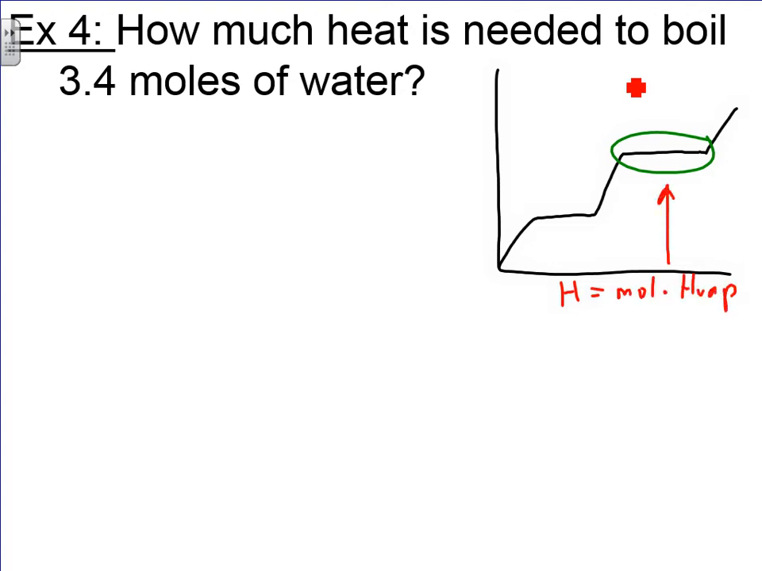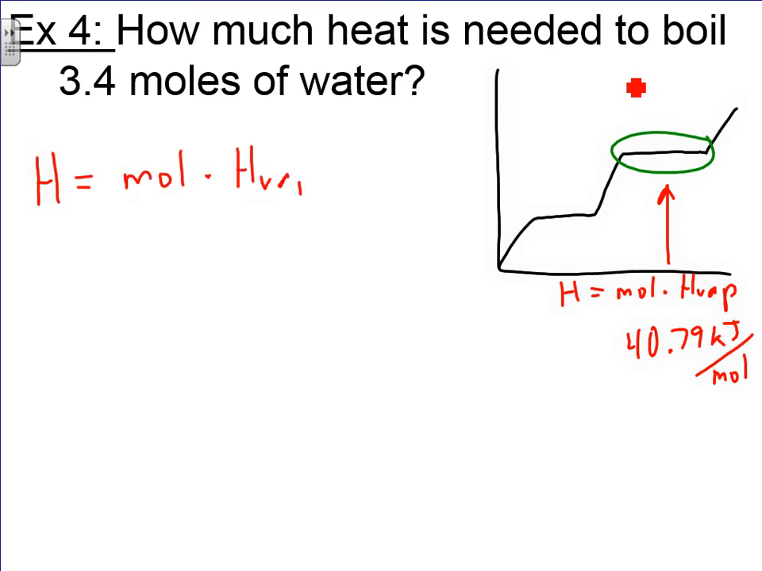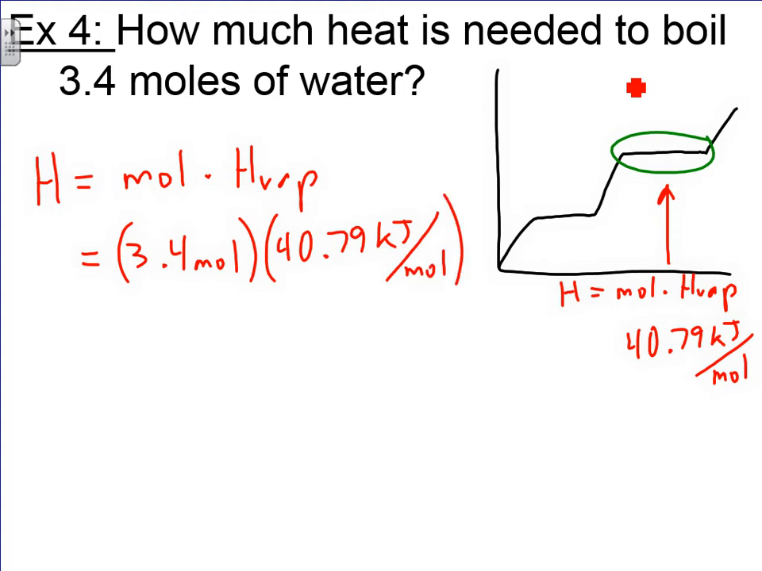The heat of vaporization of water was given a couple of slides ago, and that was 40.79 kilojoules per mole. We're going to use this number. So really it's as simple as heat equals moles times heat of vaporization. Our moles in this case is 3.4. Let me put the units in there so you can see the units canceling out nicely. 3.4 moles times the heat of vaporization, which was 40.79 kilojoules per mole, and the per mole is there because we want the moles to cancel out, as happens when you do dimensional analysis.